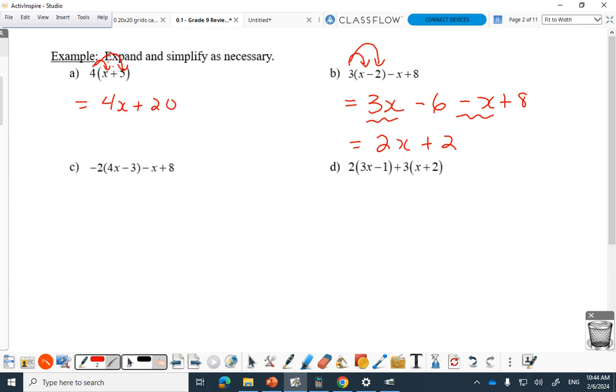How far are you in science now? What are you guys up to? You guys learned about electrons and protons? Negative charges, positive charge, negative 6 charge, positive 8 charge, positive 2 charge. Very good analogy.